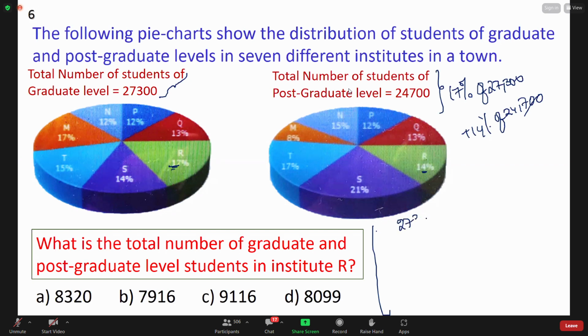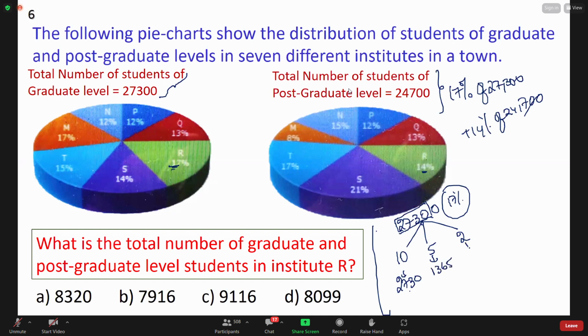So 27,300, let us consider this one. We need 17% of this, right? So we can write 17% in 3 parts: 10 plus 5 plus 2. What is 10% of 27,300? 10% is 2,730. What is 5%? Half of 10%. So half of this 2,730 will be how much?